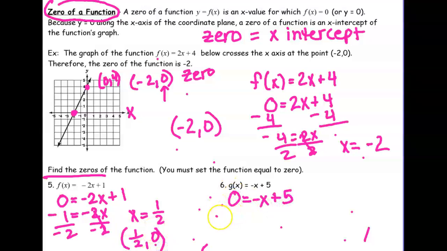Here we solve. We bring the 5 to the other side. We divide by negative 1, and our x is equal to 5, or we could say 5, 0. So that's finding the 0 of the function.